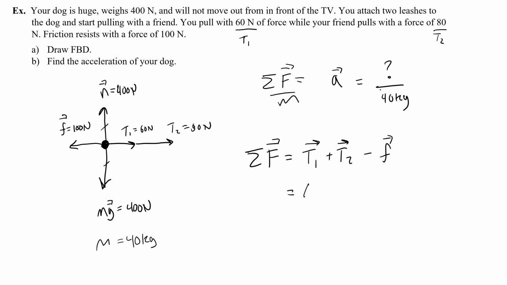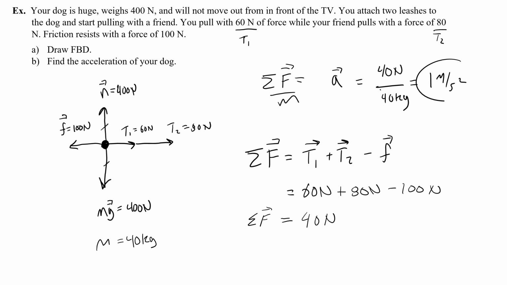I don't need to rearrange anything, I just need to plug it all in. I've got T1, 60 newtons, plus T2, 80 newtons, minus 100 newtons. 60 plus 80 is 140, minus 100 gives me a net of 40 newtons. Now I can find the acceleration by taking that net force of 40 newtons, dividing by a mass of 40 kilograms, and getting an acceleration of 1 meter per second squared. Congratulations, this video is done.